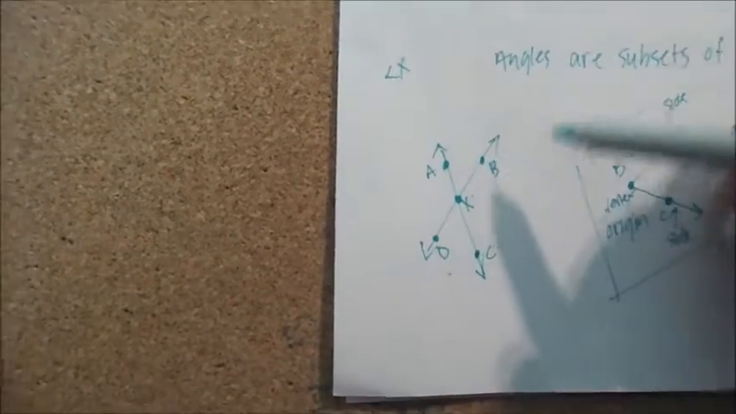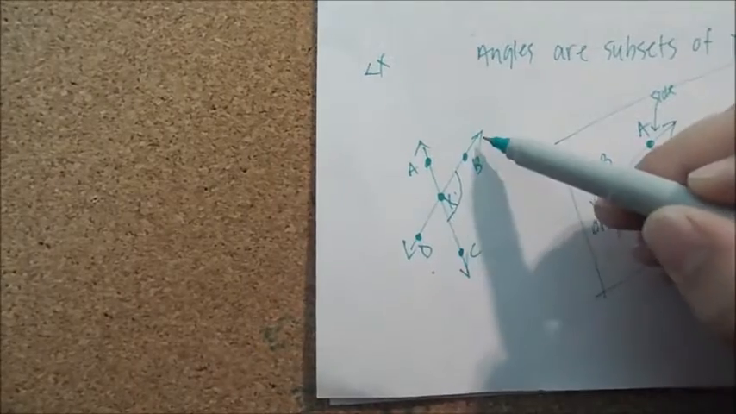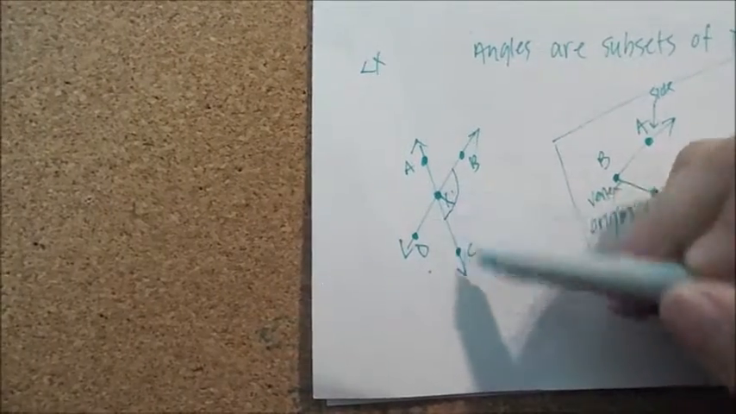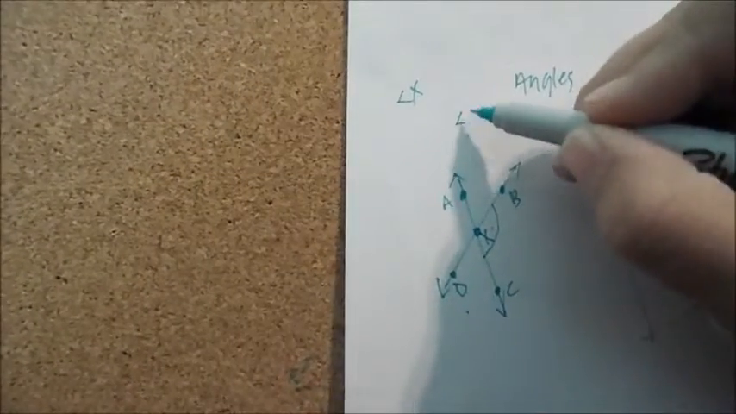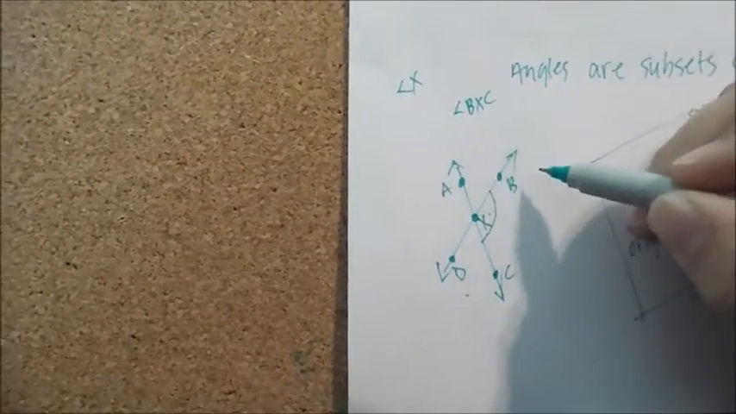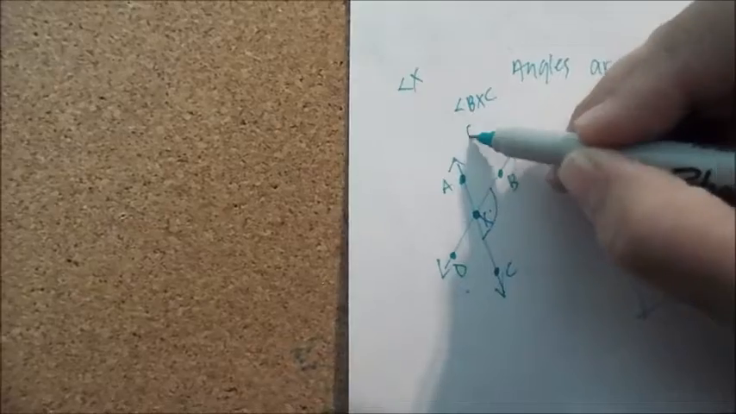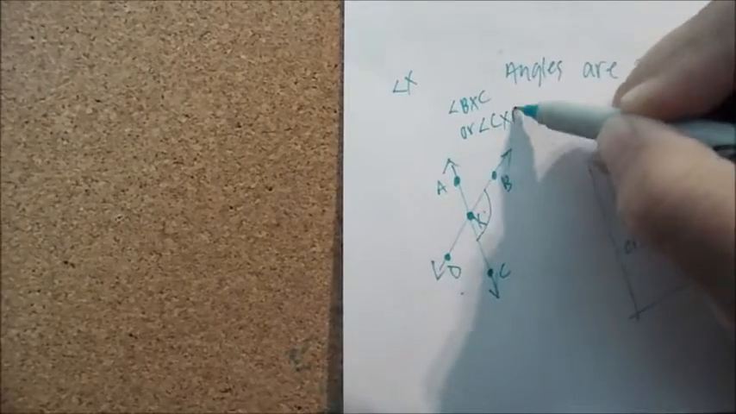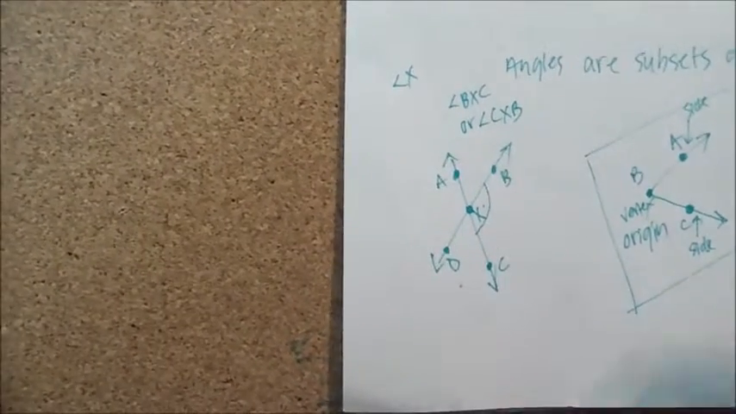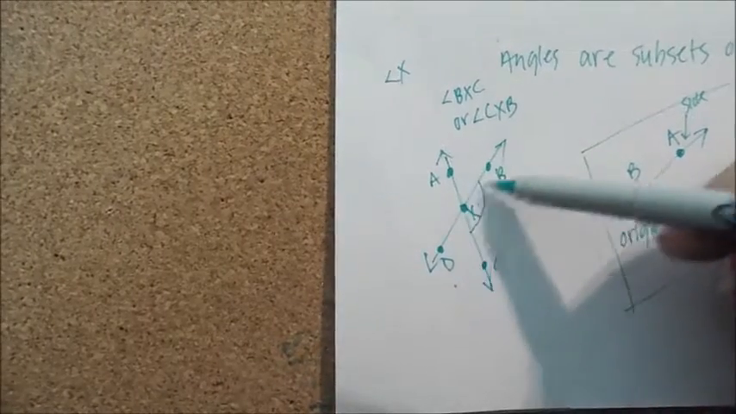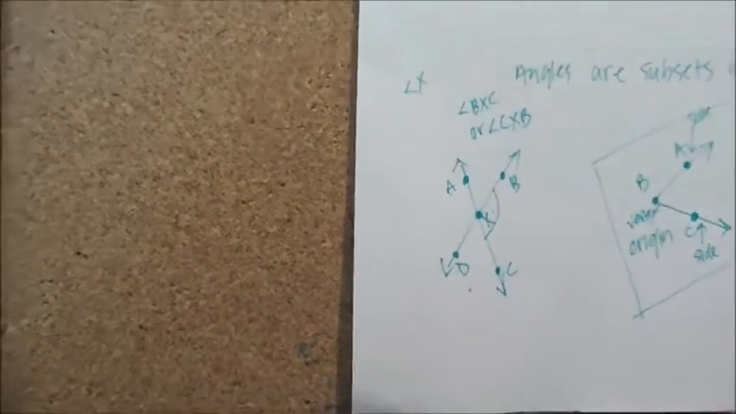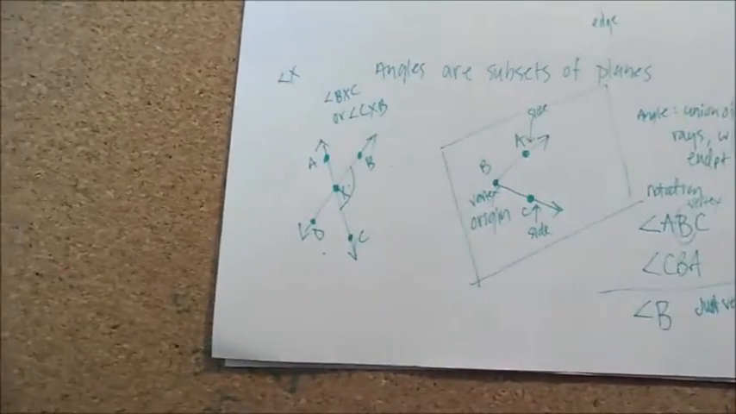So if I'm trying to talk about this angle in here, so this ray and this ray, I would have to call it angle BXC. Or you could have done it in reverse, or angle CXB. And all these two right here would have described this angle right here. So that's what's happening there.